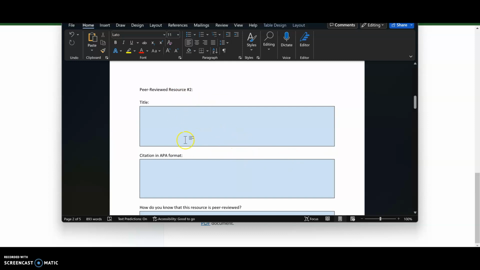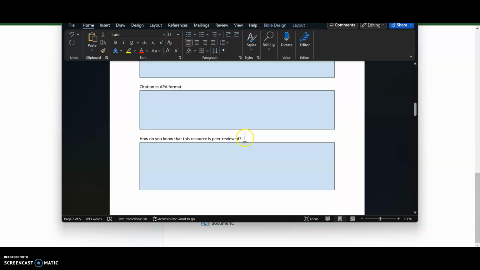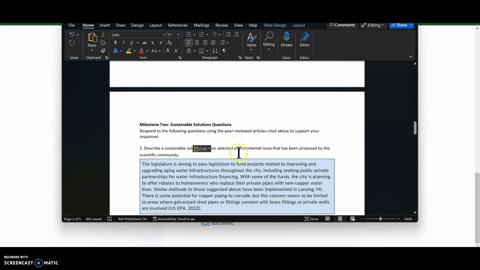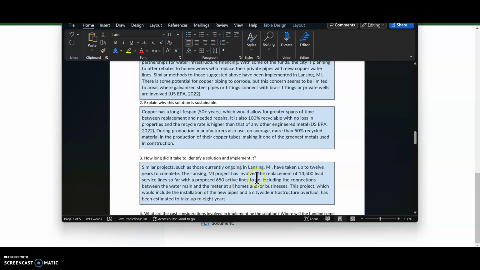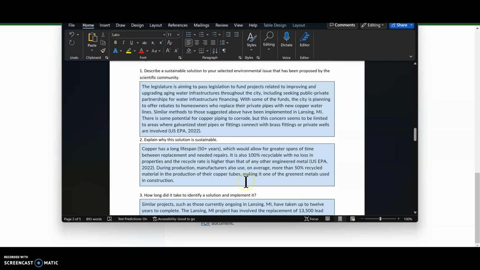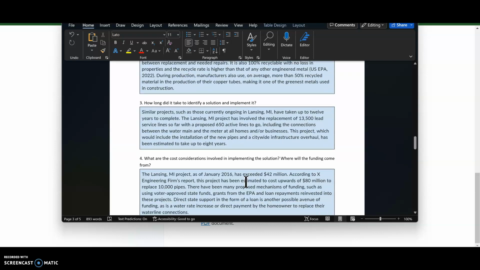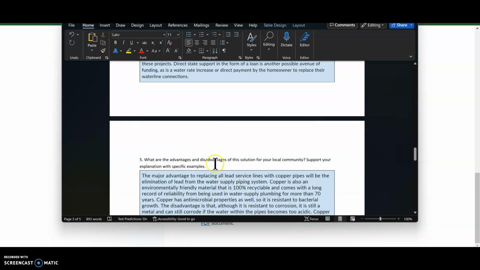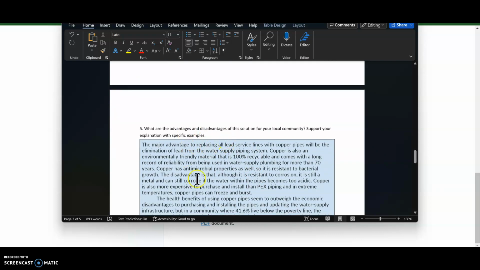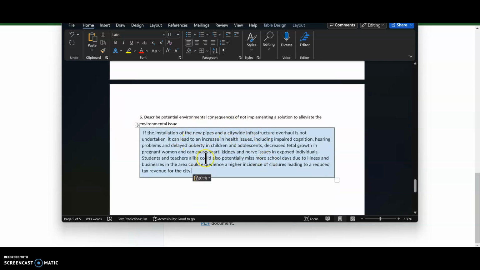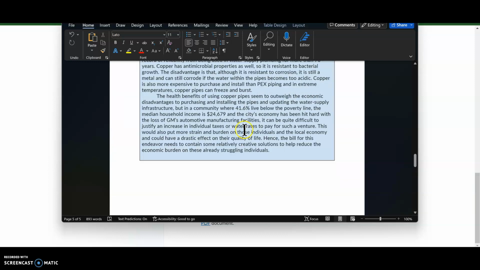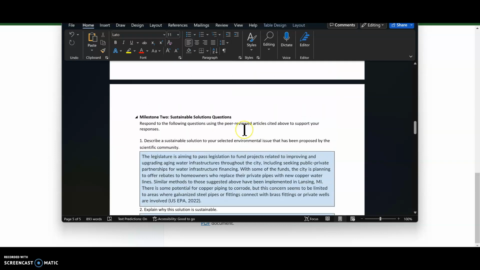So for your next peer-reviewed source, I would say you would need a peer-reviewed source that, number one, talks about the solution and why it's sustainable and how much it costs. And then your second source should be about what perhaps its advantages and disadvantages are for your community, and then what's going to happen if we don't implement the solution. So that's kind of how I would break it up.